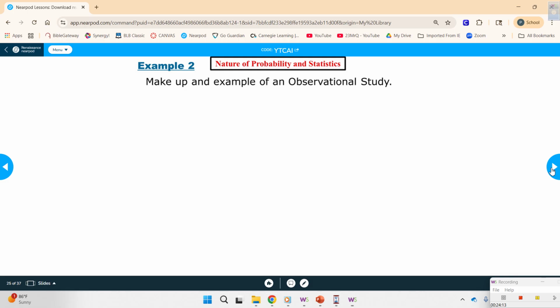All right, for the sake of time, I'm going to pick Nick. What was your observational study? How many red shirts? Oh, okay. How many red shirts did Mr. Q's students wear on Thursday? Okay, that's a good one.